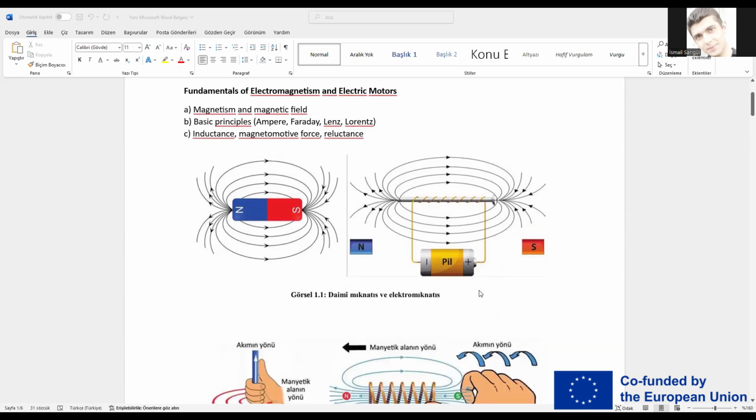This picture compares a permanent magnet and an electromagnet. The permanent magnets generate a constant magnetic field, while electromagnets produce a field only when the current flows through a coil. Once the current stops, the field disappears. This makes electromagnets controllable and therefore widely used in electromotors. They allow the magnetic field to be adjusted as needed, which is critical for torque control.